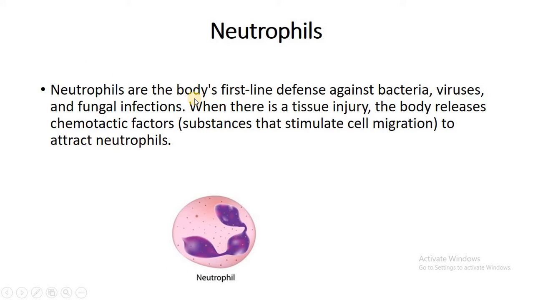Neutrophils. Neutrophils are the body's first line of defense against bacterial, viral and fungal infections. When there is a tissue injury, the body releases chemotactic factors to attract the neutrophils. They constitute more than 60% of the blood cell types, and they have a multi-lobed nucleus. If a picture is given, you have to identify the neutrophil by the multi-lobed nucleus.